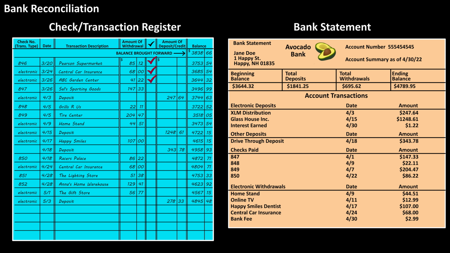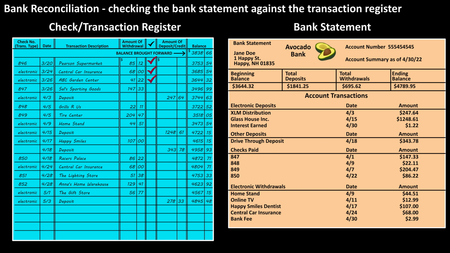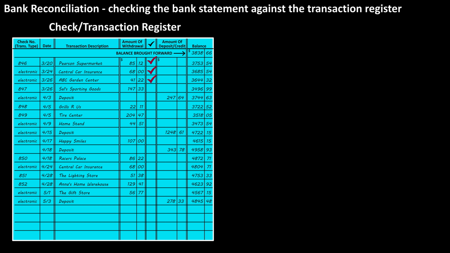In this video, we're going to go through a very basic process of completing a bank reconciliation, and this can apply to personal accounts or business accounts. A bank reconciliation is completing the process of checking the bank statement against the check or transaction register. Real quick, a transaction or check register typically looks something like this, where an individual or a business logs withdrawals and deposits from a bank account into a register.